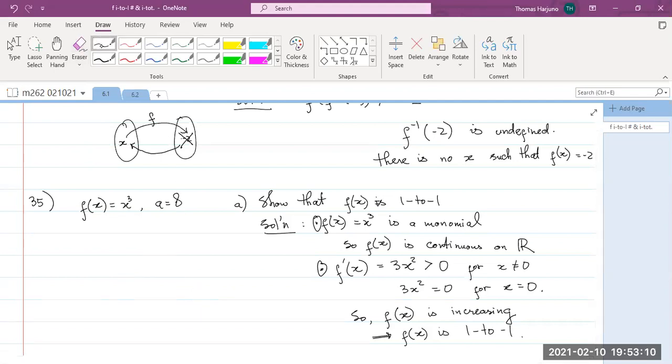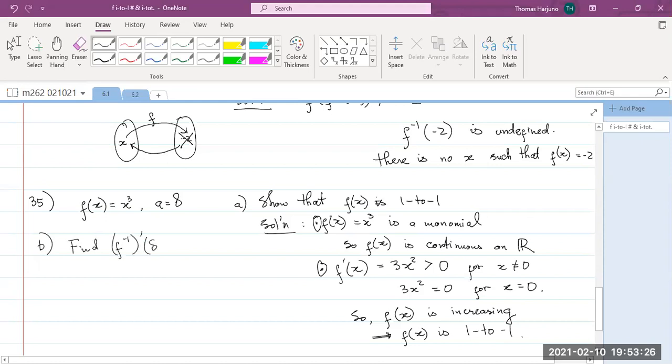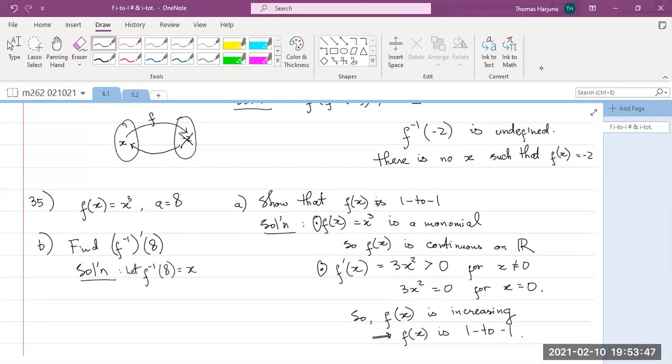Part B, use theorem 7 to find the derivative of the inverse function at 8. So what do I need to do first? I need to find the inverse function of 8. The inverse function of 8 equals x. Does it always equal x?